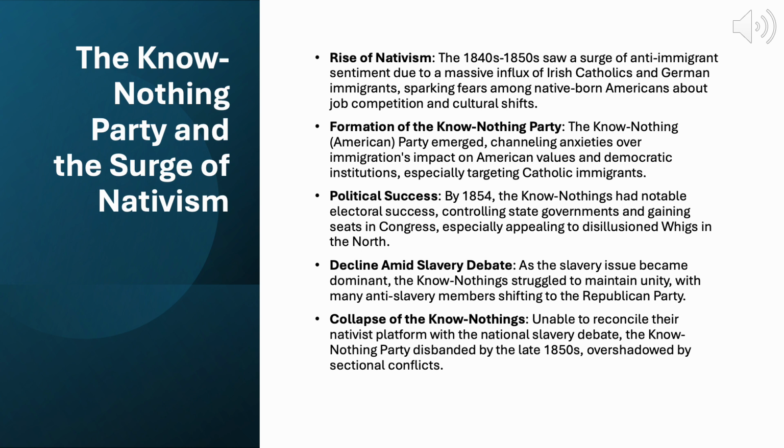The Know-Nothing Party fractured as it attempted to reconcile its anti-immigrant platform with a divided stance on slavery. By the end of the decade, the party had largely collapsed, having been unable to adapt to the dominance of the slavery issue in American politics.